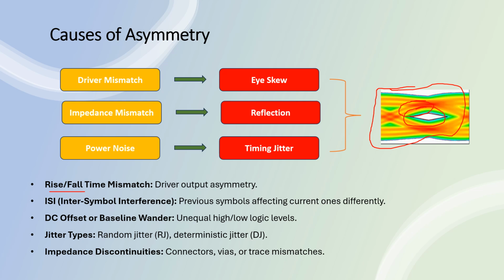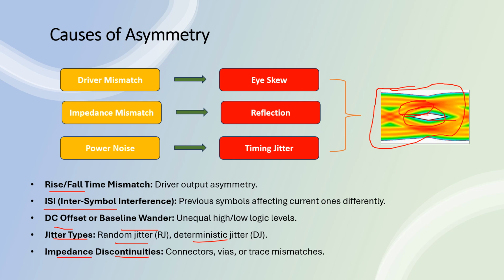Then comes intersymbol interference. Interference happens when previous symbols affect the current symbol's eye diagram. Then comes DC offset and baseline wander. There will be unequal high and low logic levels in the eye diagram, and that is going to cause some asymmetry. Then comes jitter. As I explained earlier, jitter is of two types: one is random and the other is deterministic jitter. Then comes impedance discontinuities.